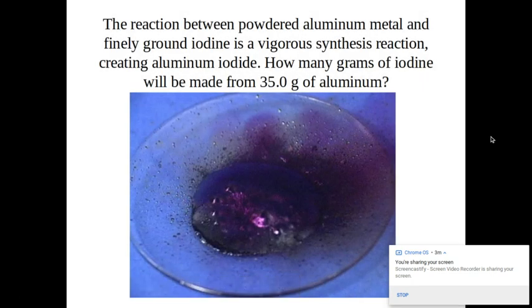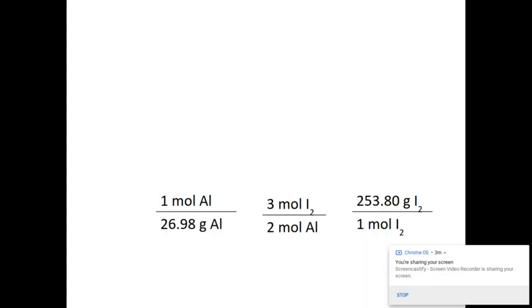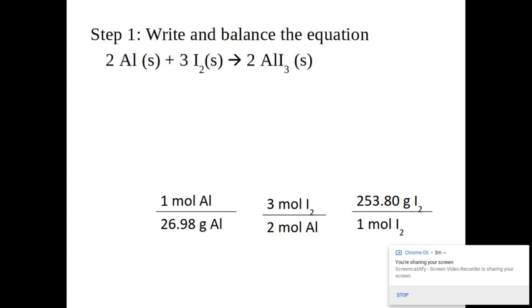Okay, let's take another question here. The second question is, the reaction between powdered aluminum metal and finely ground iodine is a vigorous synthesis reaction. Synthesis, making into something new. In this situation, we are making aluminum iodide. How many grams of iodine will be used with 35 grams of aluminum? So the idea is, how much do we need of both? Let's write our balanced equation here.